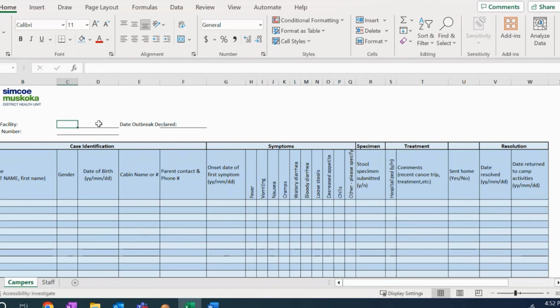Starting up top here with our campers outbreak, we'll want to put in the name of the facility. If we have an outbreak number, we will put it in there. This outbreak number will be provided by your investigator. If we know when our outbreak has been declared, we're going to put it in this tab here.